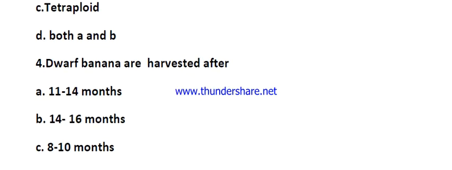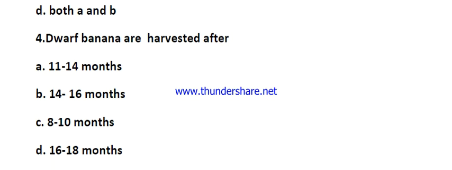Then question number 4. Dwarf banana are harvested after, the options are 11 to 14 months, 14 to 16 months, 8 to 10 months, then 16 to 18 months. Here the right answer is 11 to 14 months. Option A is right. If a question asks about tall banana, then the answer will be 14 to 16 months. Generally tall banana takes more time to harvest than dwarf banana.